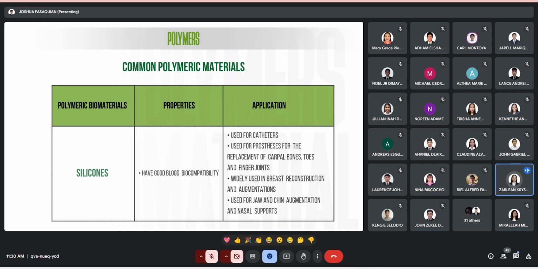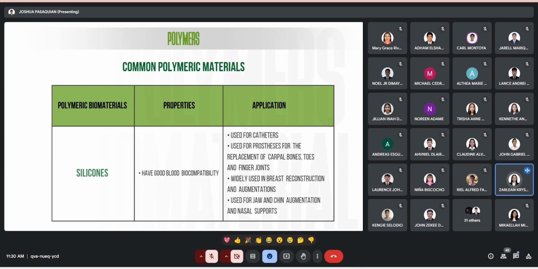And then the silicones. Silicone is a synthetic polymer widely used in the biomedical industry as implantable devices since 1940, owing to its excellent mechanical properties and biocompatibility. Silicone biomaterials are renowned for their biocompatibility due to their inert nature and hydrophobic surface.